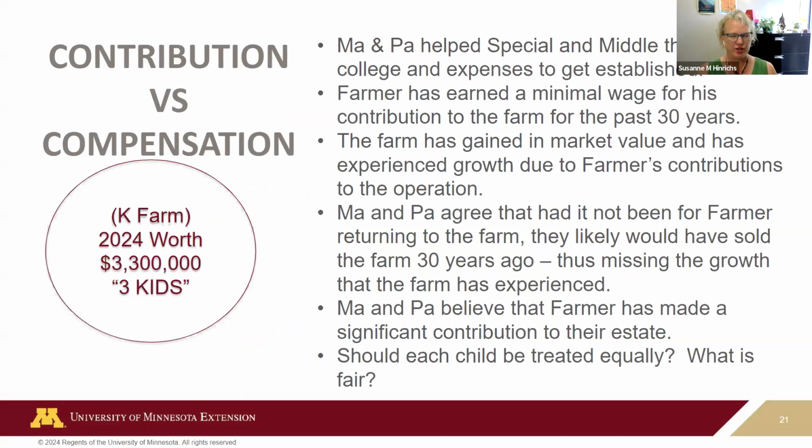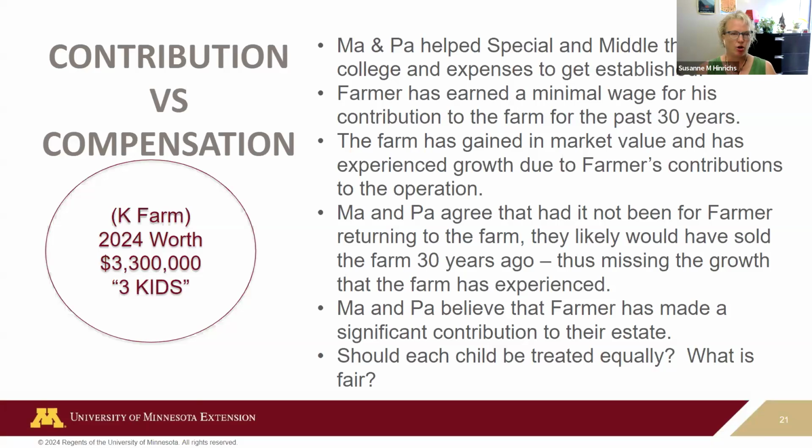So Ma and Pa, in this situation, have helped Middle and Special through college, and have helped them get established. So they probably have gone on to do some sort of career outside of the farm. Farmer Junior did go away, but he came back to the farm, and he's been involved with farming for about 30 years. So he's contributed a lot, and Ma and Pa feel that the farm has gained a lot of market value and experience with his help. So Farmer Junior's contributions have been vital to the farm.